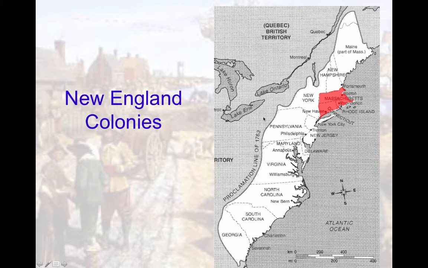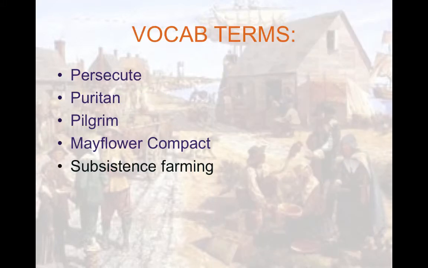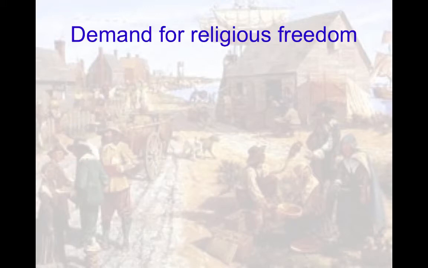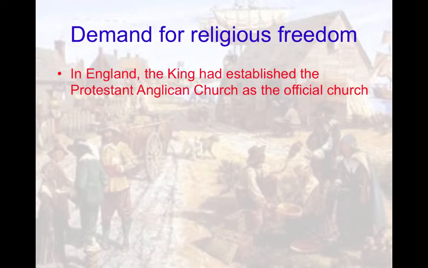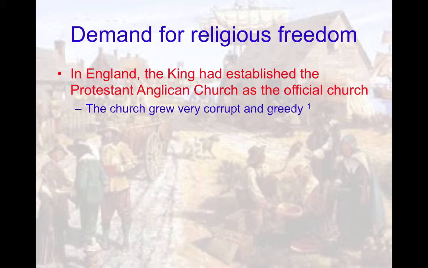Quite a few more vocab terms or key terms for this section: persecute, Puritan, Pilgrim, the Mayflower Compact, and subsistence farming. So in the New England colonies, there was a high demand for religious freedom. In England, the king had established the Protestant Anglican Church as the official church, and many people disagreed with establishing an official church, and we'll see that come into play when we write the Bill of Rights.